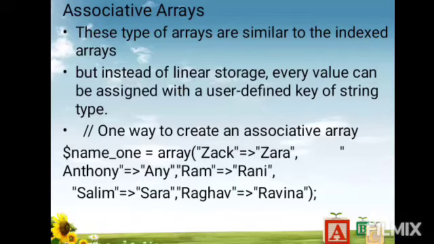The associative array can be created by using the array construct. $name1 equals array Zach associated to Zara, Anthony associated to Annie, Ram, Rani, Salim, Sara, Raghav, Ravina. In this way, we can create an index and its value. The index is a string type key or index. We call it a key.